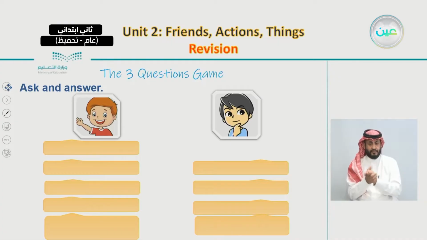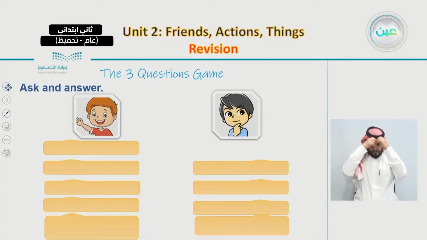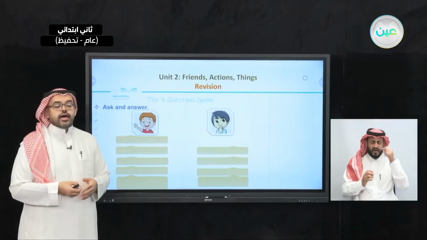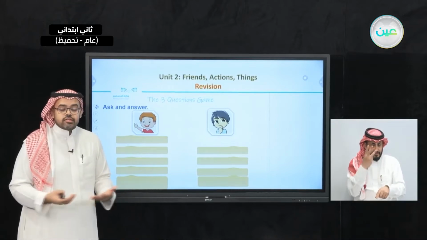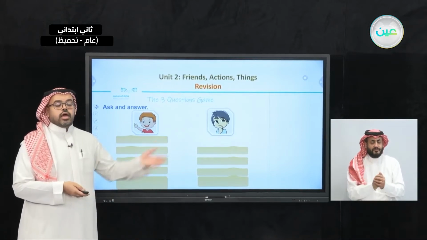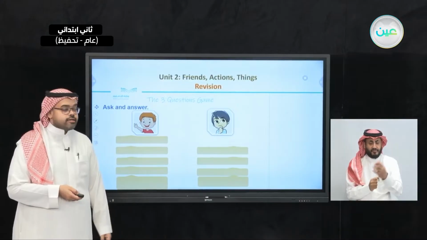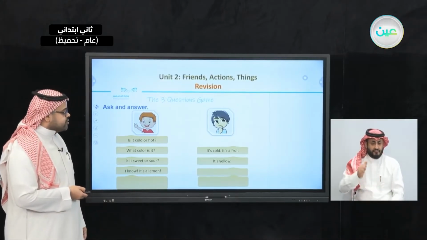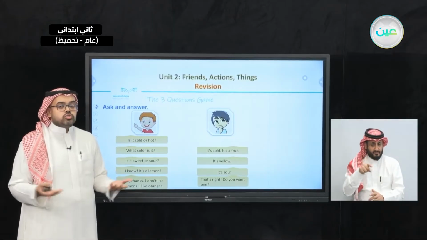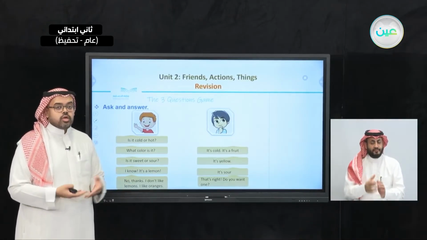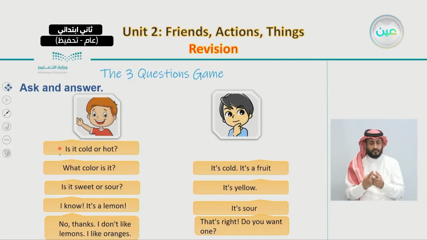Also, we did play a game where you imagine any type of food and ask your friend to ask 3 questions to guess what the food is. And here we had an example with Ali and Saeed. Ali asked his friend Saeed 3 questions just trying to guess what the food is. He said, for example, is it cold or hot? And Saeed said, it's cold.